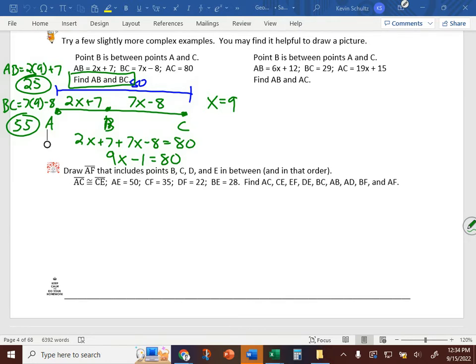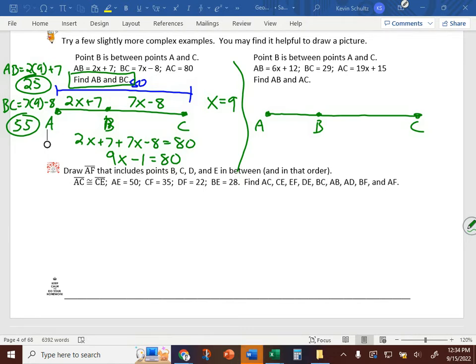Okay. The next one, point B is between A and C, kind of a similar setup here. Again, we don't know where point B is. That's not really the important piece. The important thing is just get this sketched out. This time, we're given a little bit different information.